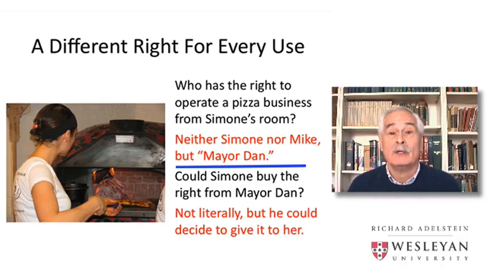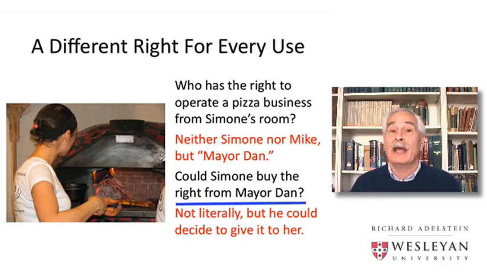It's the Planning and Zoning Commission of Middletown that gets to say whether Simone can operate a pizza business in her room, and we'll personalize the Planning and Zoning Commission by identifying it with the government of the city of Middletown, which, as I speak, has a mayor named Dan. Since the Planning and Zoning Commission has the say-so over whether or not Simone can operate a pizza business in her room, we say that it is the property right holder of the property right to operate the pizza business in Simone's room.